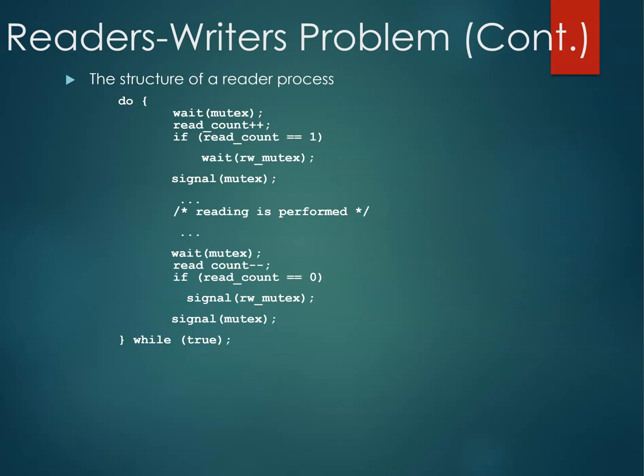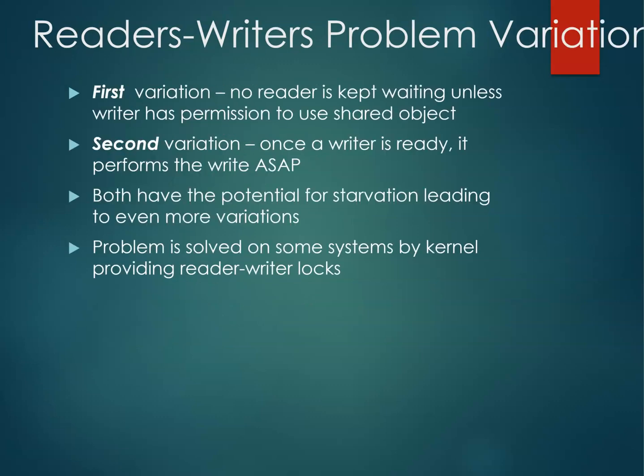Now, the thing to always remember is this is cross-process or cross-thread. So you shouldn't think of this as one program running while another one's doing something in your same program. They wouldn't interact, but you're using shared memory and either threads or processes, so they are shared. There are variations. Another variation is that no readers are ever kept waiting unless a writer has permission to use the object.